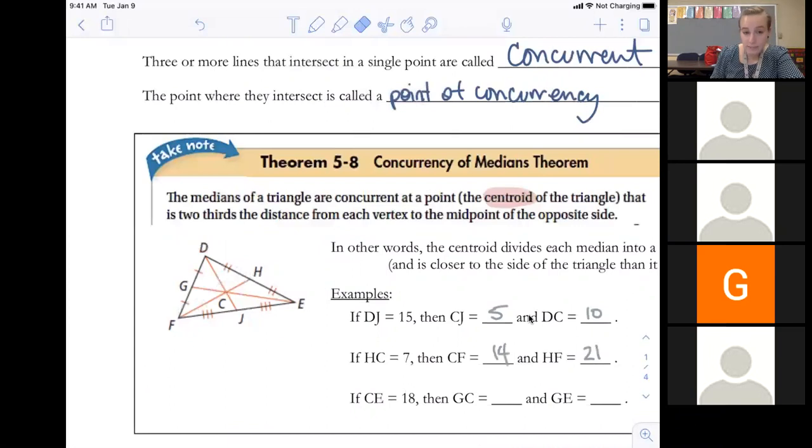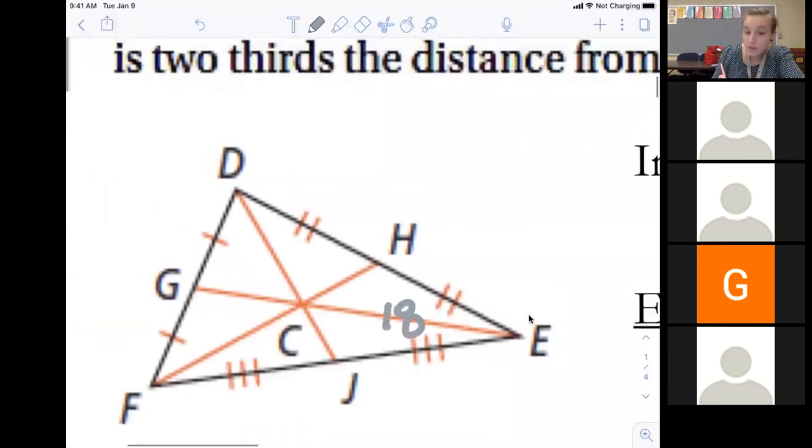And then the last example I gave you is CE. And CE is actually one of the 2/3 lengths. It's from the centroid to the vertex. So that's the two-thirds, I guess, of the whole thing. What I think is the easiest thing is to remember that they're at a fraction of 2 to 1. So that makes this CE twice as much as GC.